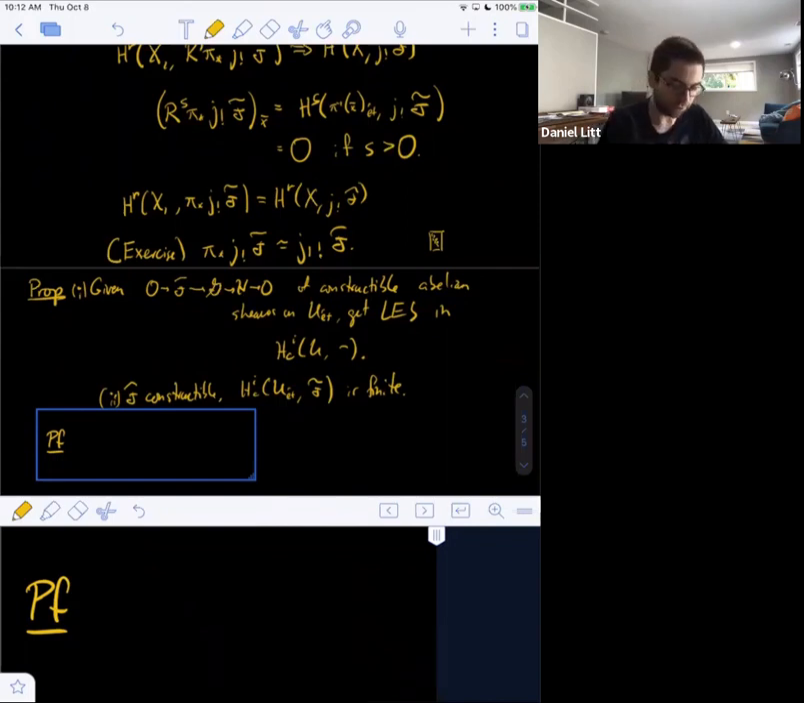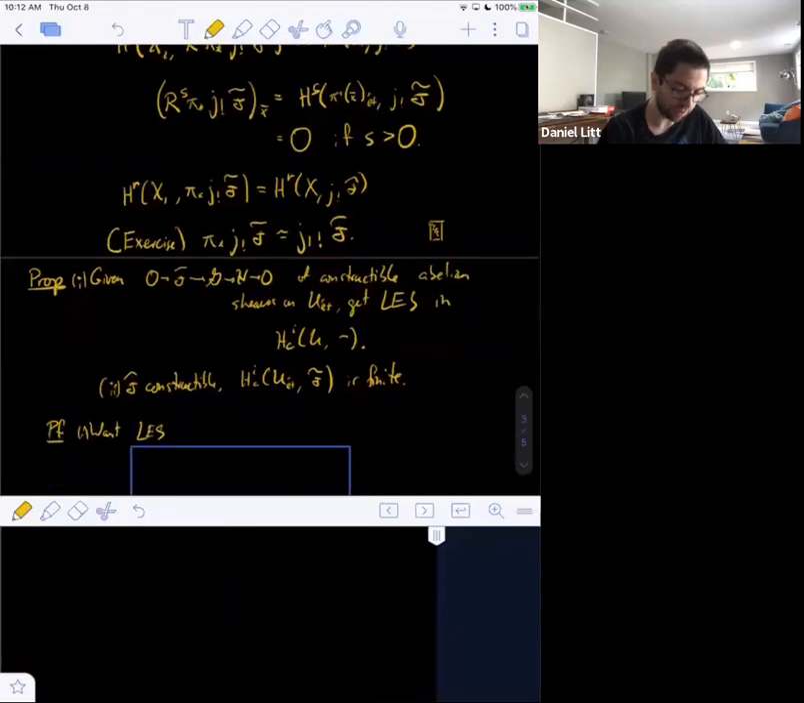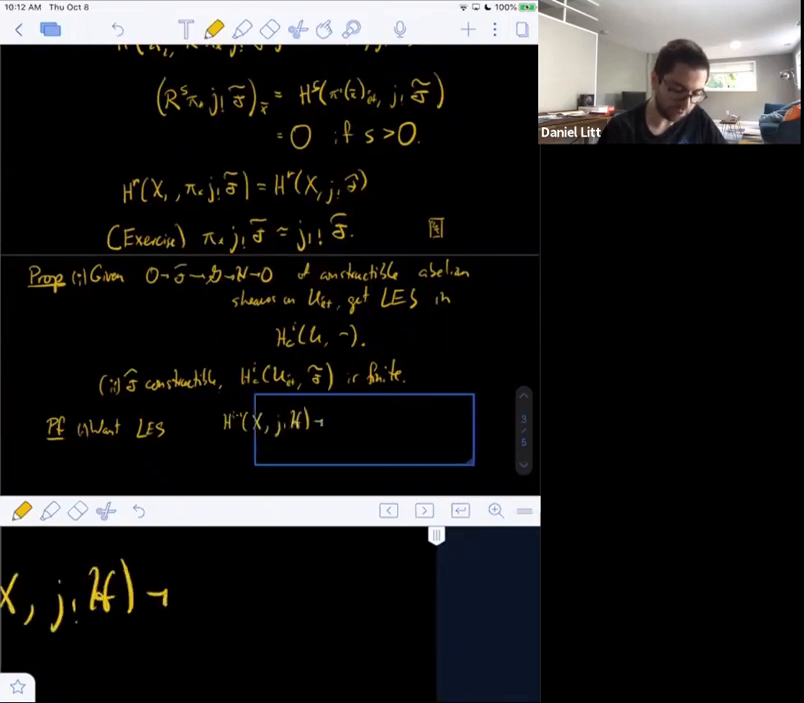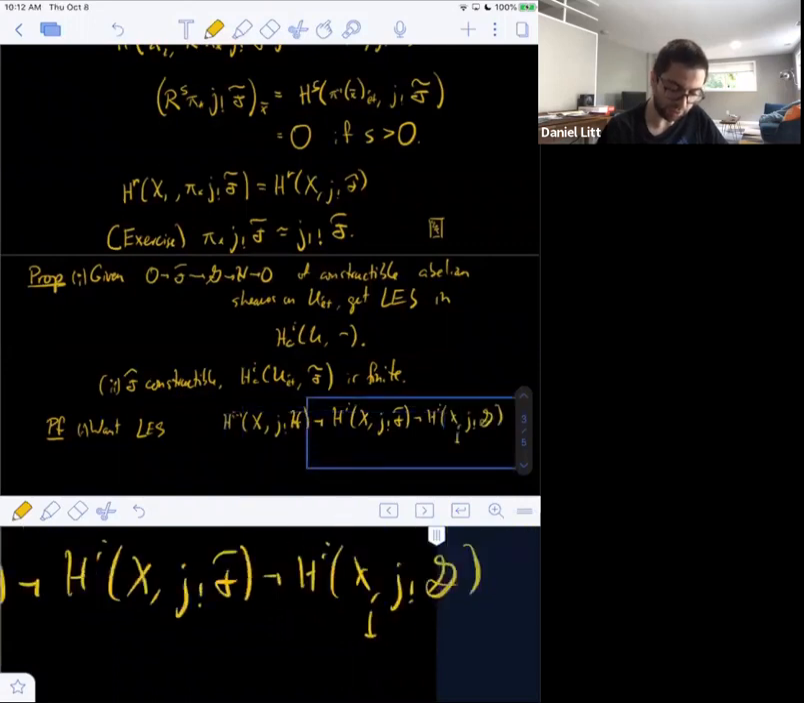Any thoughts? Okay, so what do we want to do? We want a long exact sequence, H^{i-1}(X, j_!H) to H^i(X, j_!F) to H^i(X, j_!G), and then so on and so forth.